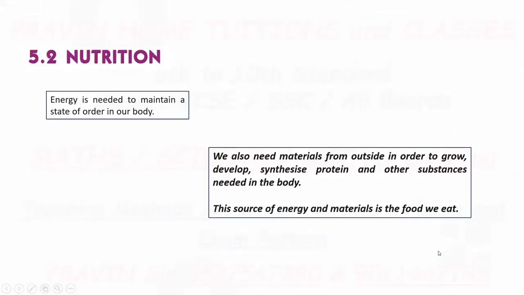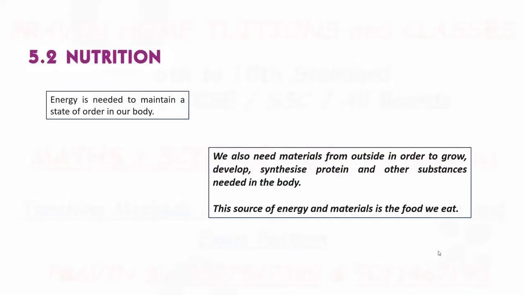Hello friends, in this video we will study the first life process, that is nutrition. Nutrition gives living things energy. Energy is needed to maintain a state of order in living things. Living things require some material from outside in order to grow, develop and synthesize protein and other substances needed in their bodies. This source of energy and material is whatever food we eat and whatever food living things get.